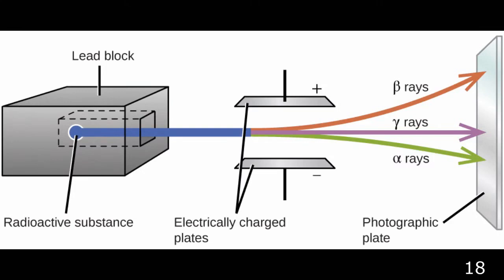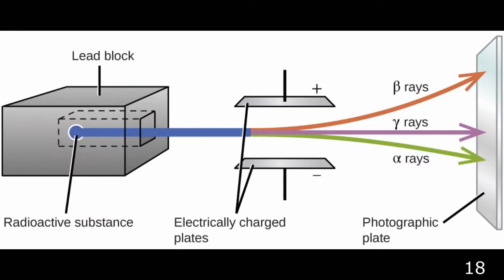One type was positive because it got attracted to the negative plate. Another type was negative because it got attracted to the positive plate. And a third type was not affected at all by the charged plates. Rutherford named these radiation types alpha, beta, and gamma.